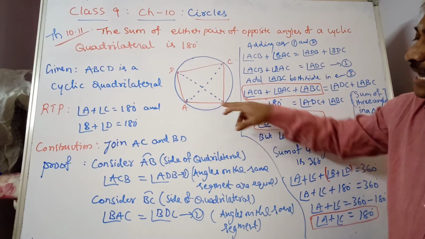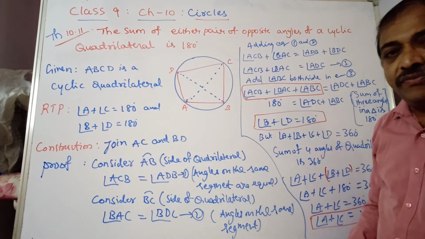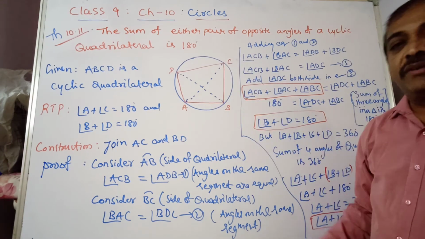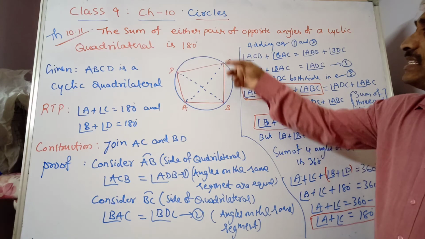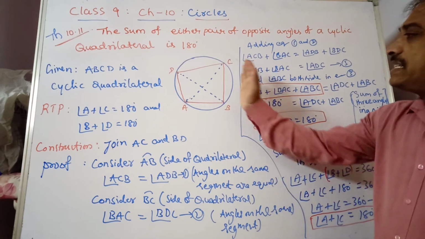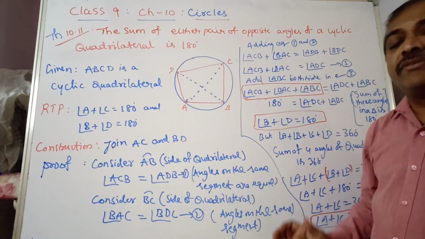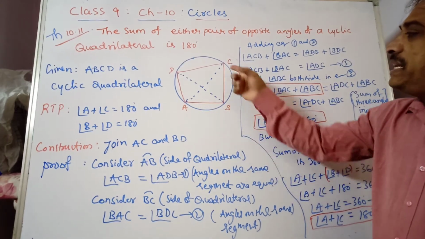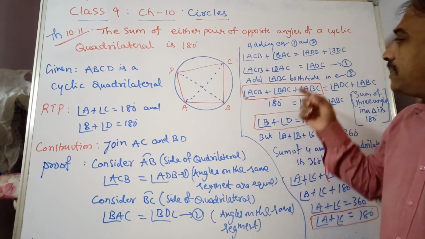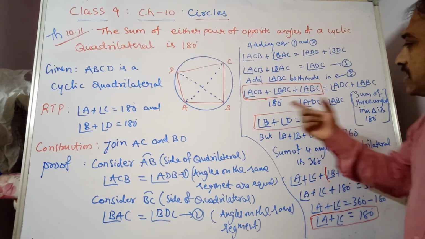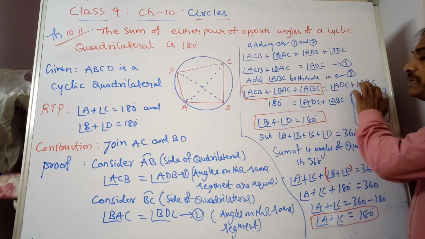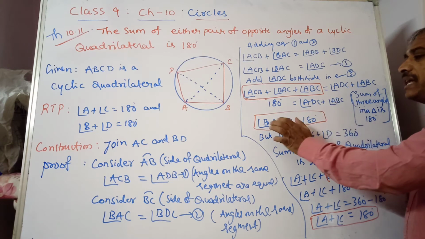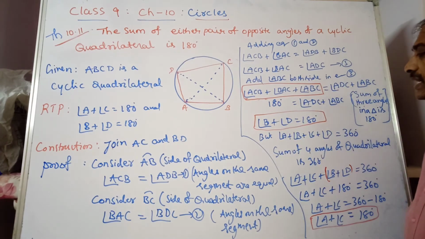First, what are we taking? We are taking the arc AB and taking the angles on the same segment of a circle. Then again we take the arc BC; angles on the same segment of a circle are equal. Adding equation 1 and 2, we obtain this. Then we add the common angle ABC, since the sum of the three angles in a triangle is 180 degrees. With that reason we got angle ADC plus angle ABC is equal to 180 degrees, where ADC is nothing but angle D and angle ABC is nothing but angle B.